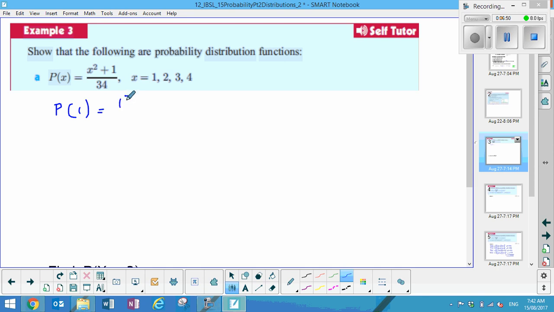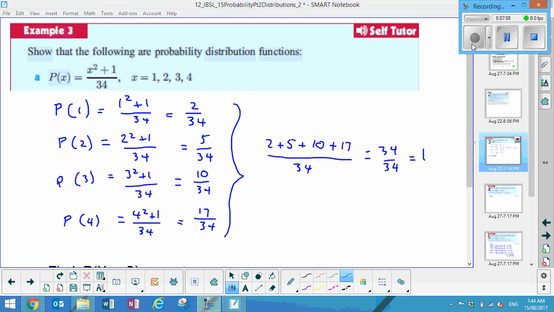So 1 squared plus 1 over 34 equals 2 on 34. We go then and keep substituting in the rest. So why don't you pause the video at this point and have a go at filling in the rest of them. All right, how did you go working those out?